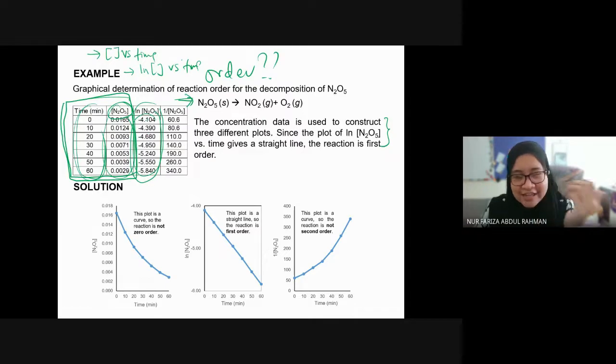Okay, and another probability would be, what if kalau dia second order? Second order graph dia macam mana? 1/A kan? Versus time.